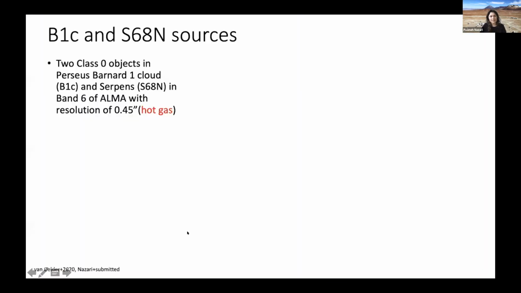So that's exactly what we did. We looked at two class 0 objects with ALMA band 6 with a resolution of 0.45 arc seconds. And the cool thing about these two sources is that they are part of the JWST Guaranteed Time Observation program. And then we are guaranteed to observe these in ices once JWST is launched.